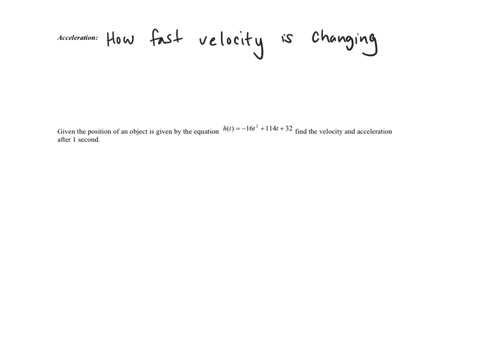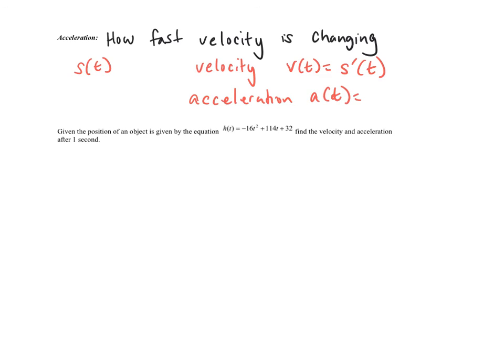Now we know that if we have some position function, we'll say s of t, then the velocity, if we recall from the last section, is the first derivative. So v of t is the first derivative with respect to t. Well, acceleration, since it's how velocity is changing, we can say acceleration, and we'll call it a of t, is the second derivative of position, or the first derivative of velocity. So it's how velocity is changing or how the position is changing with respect to itself.